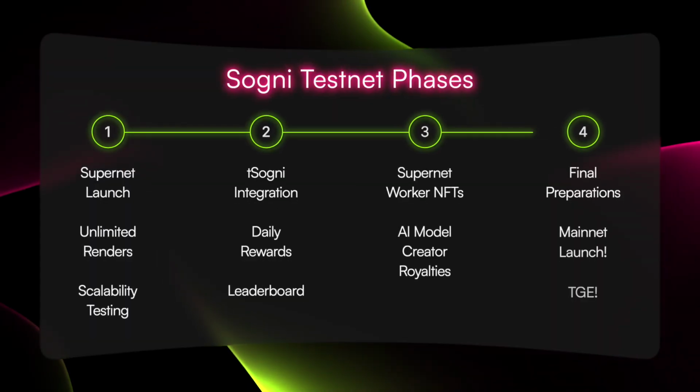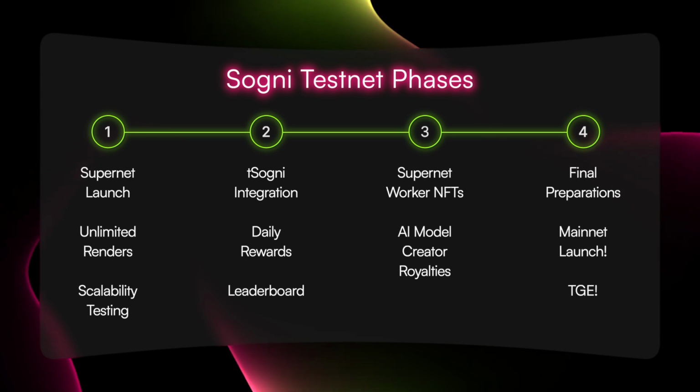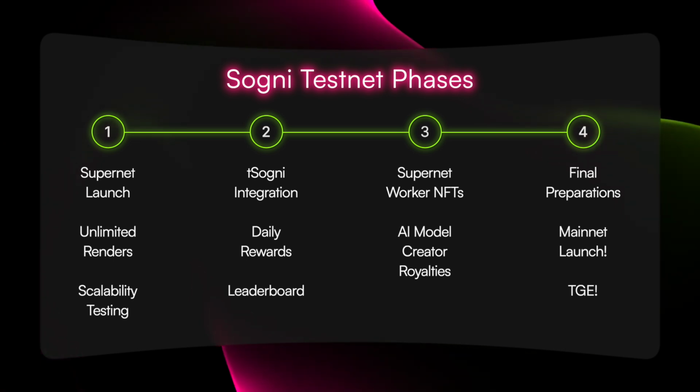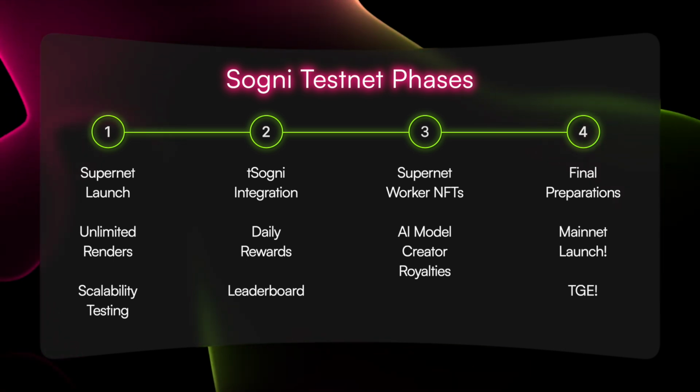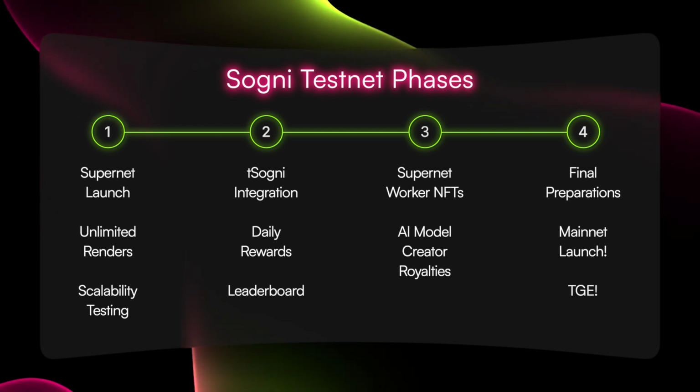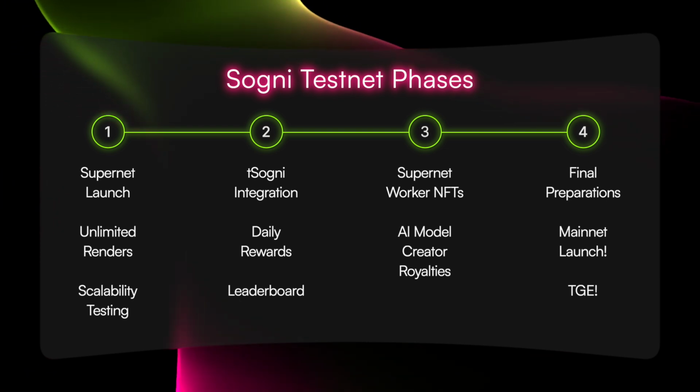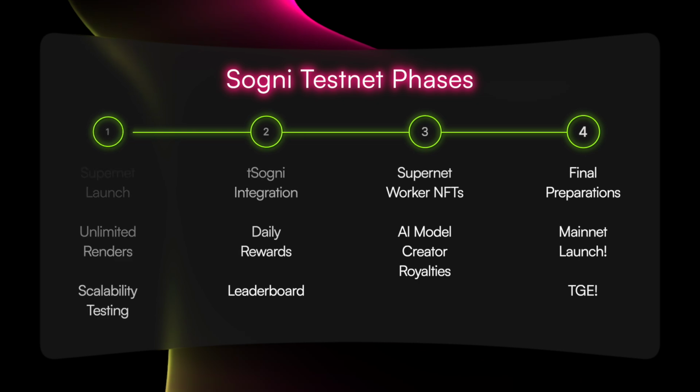First, let's break down the Sogni Testnet. Basically, a testnet is just a way of doing a practice run to make sure all of the infrastructure works while we're using test tokens before we use the tokens that actually have real-world value. So the purpose of a testnet is to make sure that everything runs smoothly before the mainnet launch.